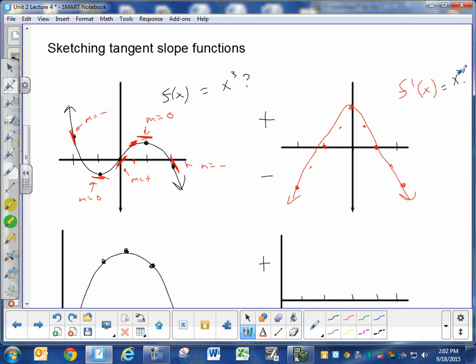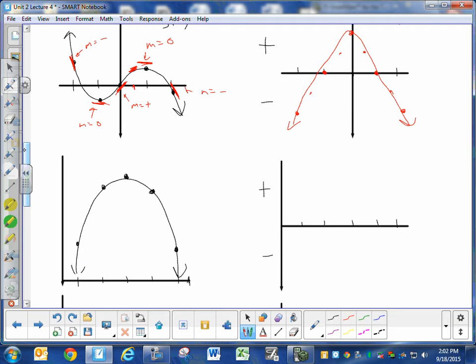Very interesting. Let's see what happens when I have a parabola. So this parabola is all in the first quadrant. So I'm just looking at the positive x values, 1, 2, 3, 4, and 5. You guys go ahead and sketch the tangent slopes and then plot the tangent slope values over here on an f prime graph.